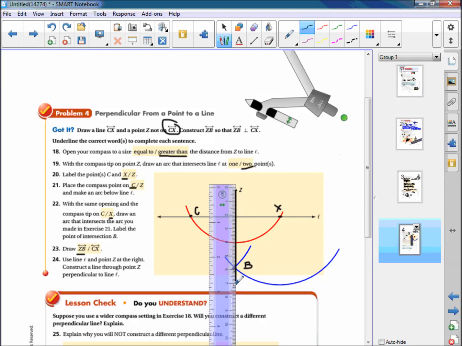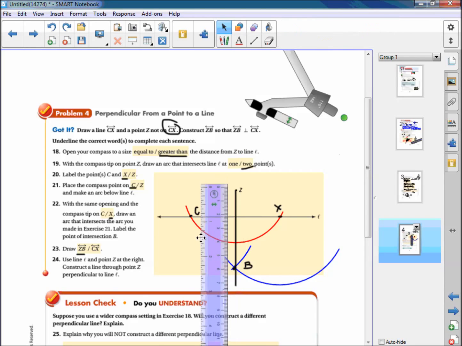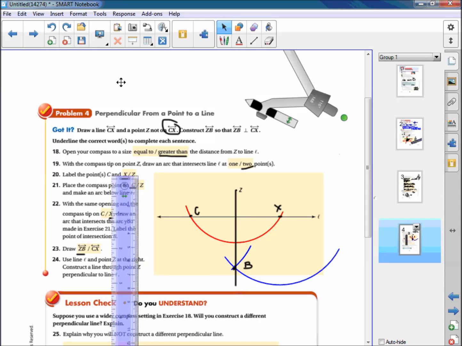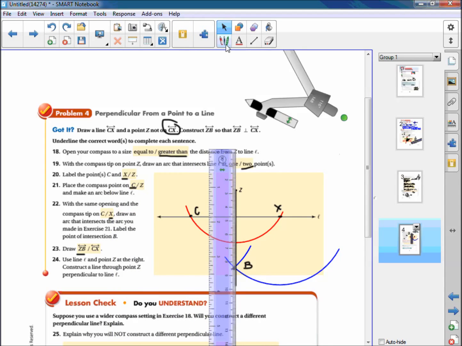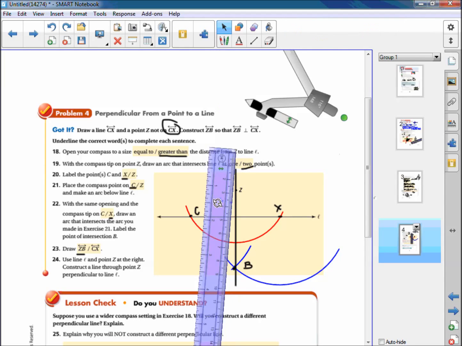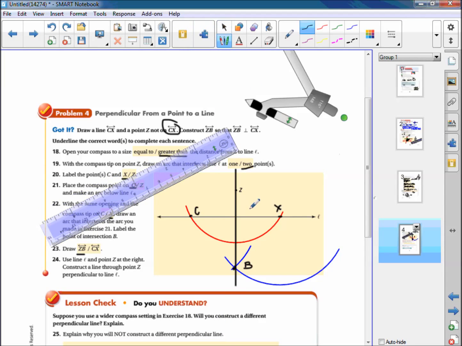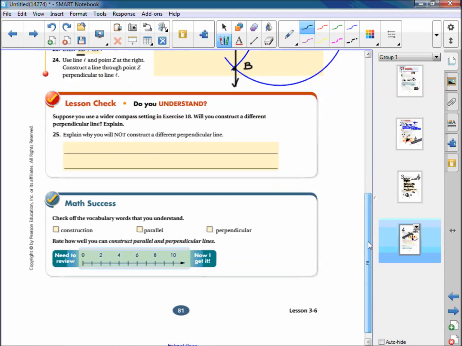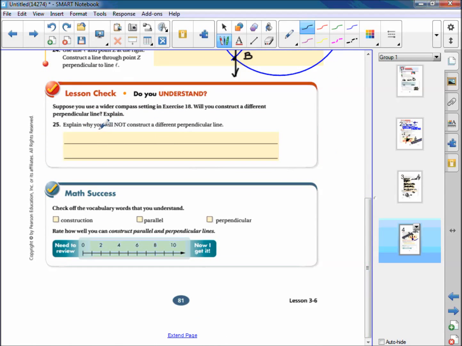Now, what do we know about ZB? ZB and CX should be perpendicular. Oops, we'll extend this out a bit more. So we can mark that perpendicular. So there's our right angle. So this line, ZB and line CX are perpendicular. All right, that concludes the notes part. So the bottom one, we're not going to turn it off today.